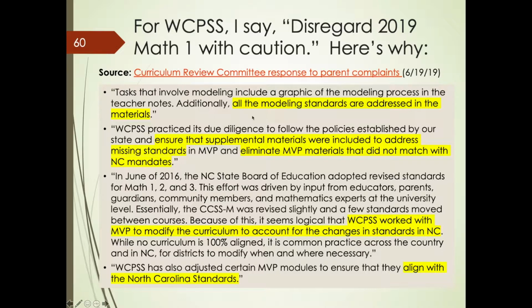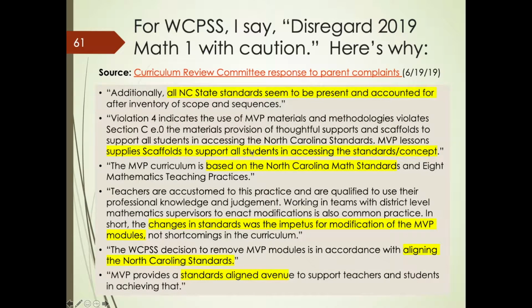While no curriculum is 100% aligned, it's common practice across the country and in NC for districts to modify when and where necessary. WCPSS also has adjusted certain MVP modules to assure that they align with the North Carolina standards. Additionally, all NC state standards seem to be present and accounted for after an inventory of scope and sequences.